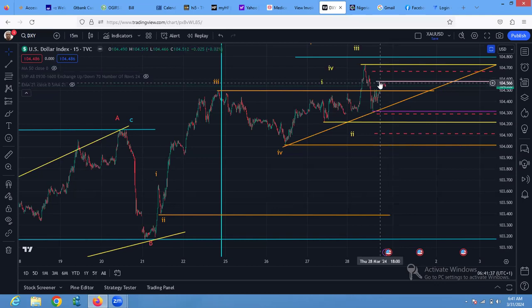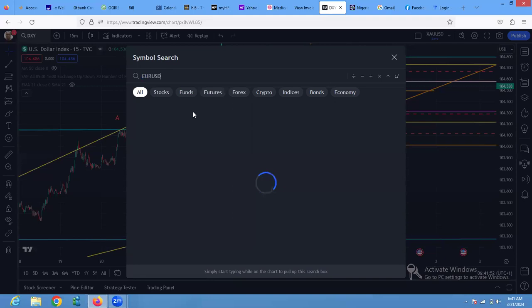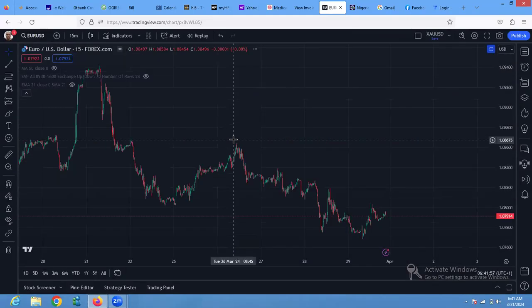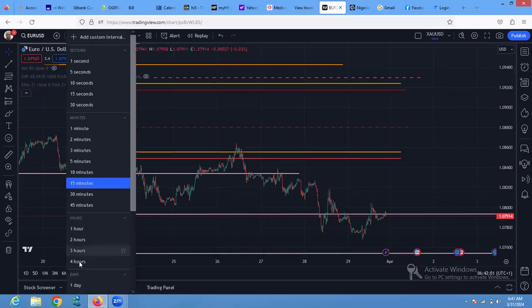But what I can see on the larger time frame is that we are still going to break the top one more time. We are going to break the top one more time. So if we now take that to euro dollar, like I told you, euro dollar is a bit complex. Let me go on a 4-hour time frame first.